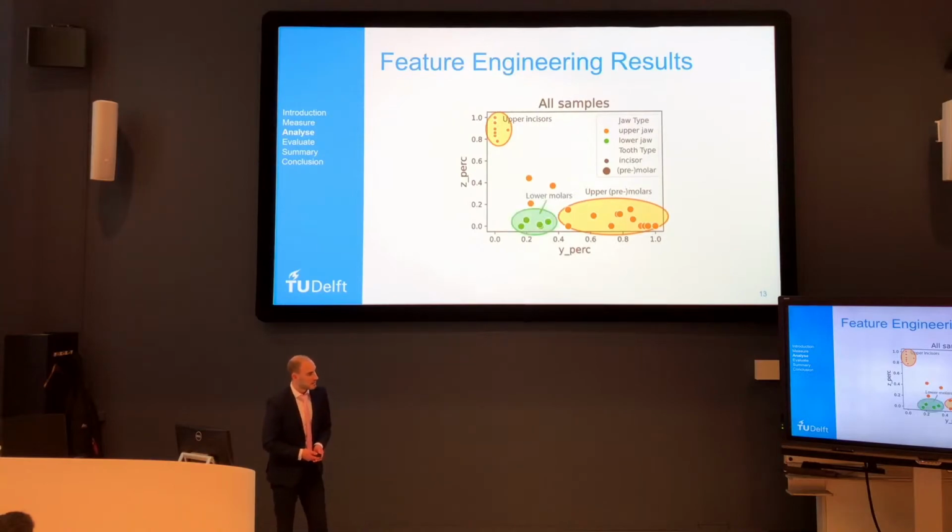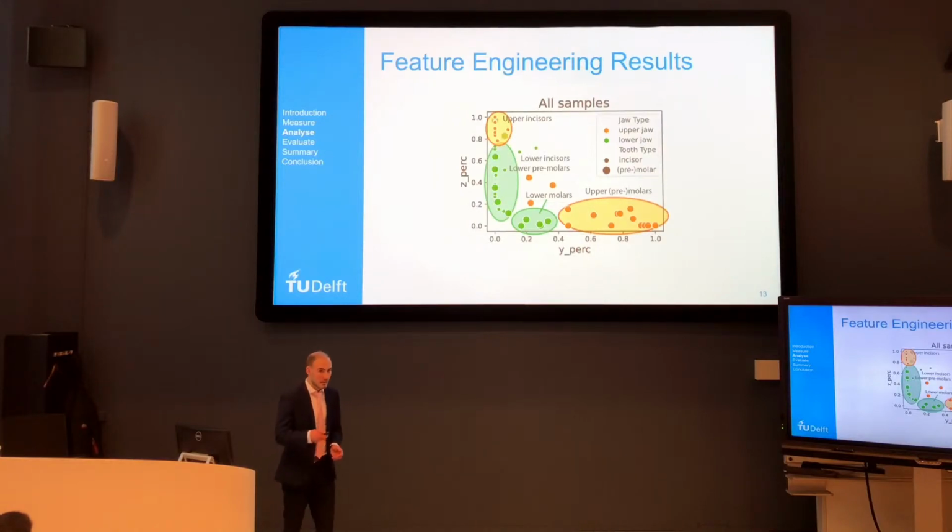If we plot the samples for the lower jaw, we see that the lower molars appear in this spot, and we see that the lower incisors and the lower premolars appear where almost no Y percentage is available and where Z percentage is present. We see that the last cluster has two groups, and that's because there are anatomical differences between the lower incisors and the lower premolars.